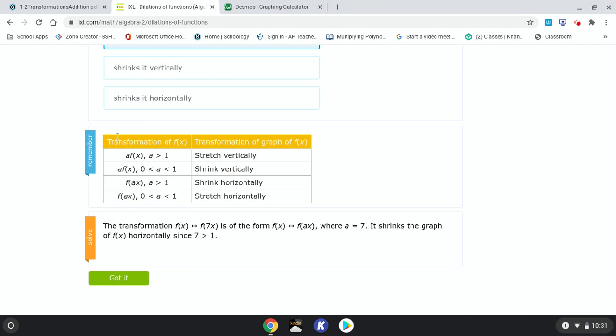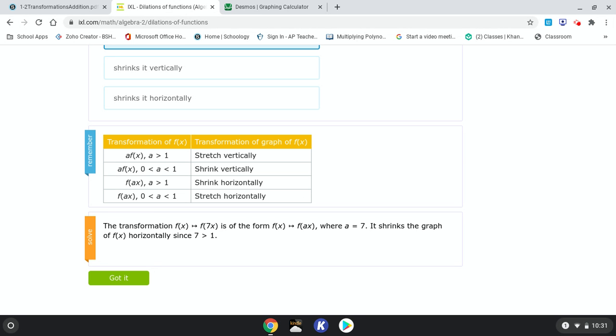Well, anytime you are multiplying the x, you are going to be making your graph a lot skinnier, and that is going to happen whenever you shrink. A shrink is the same thing as a compression. Now, I am going to get this incorrect so that you can see there's a helpful chart that is going to pop up here. So if you scroll down, this right here, this is important.